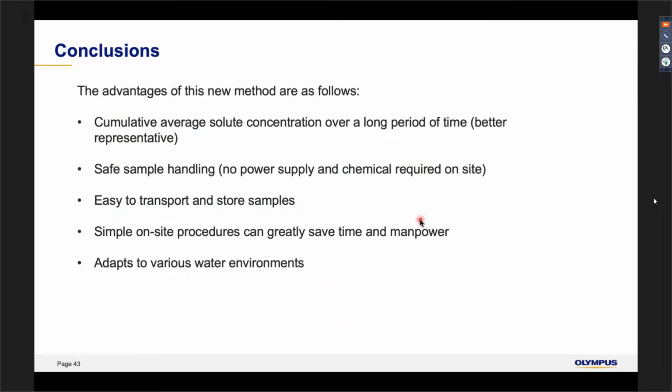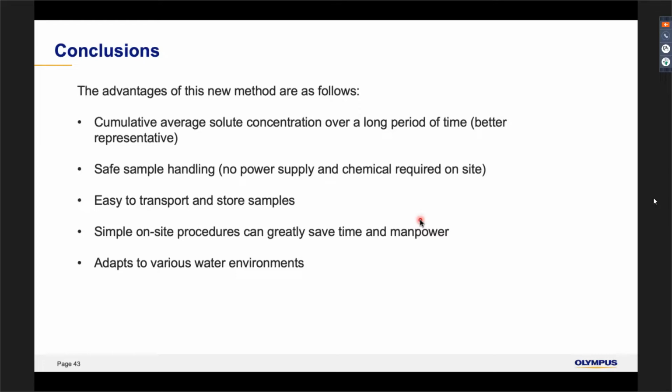After the experience in Taiwan, here we can make some conclusions. Cumulative average solute concentration over a long period of time gets better representative samples. Safe sample handling, because no power supply and chemicals are required on site. Easy to transport and store samples.